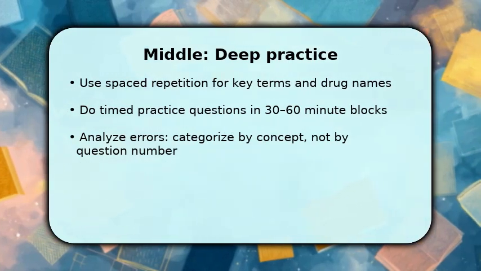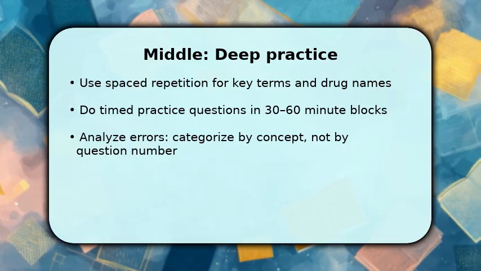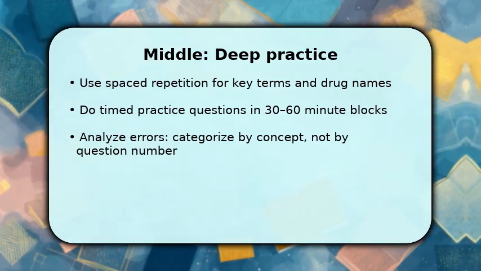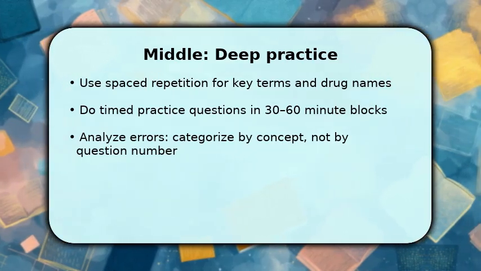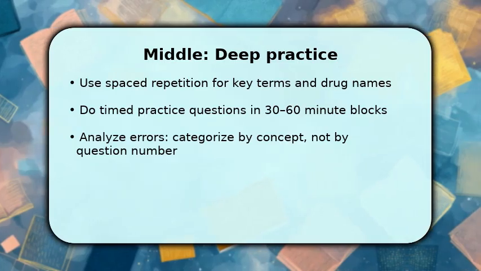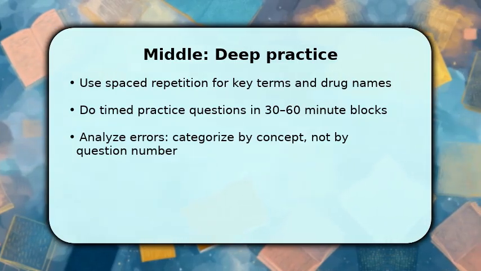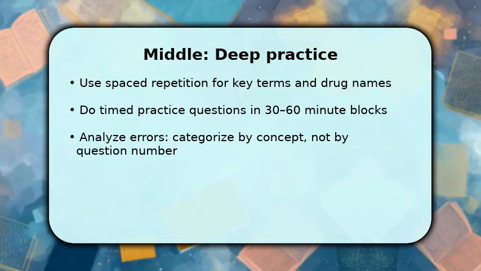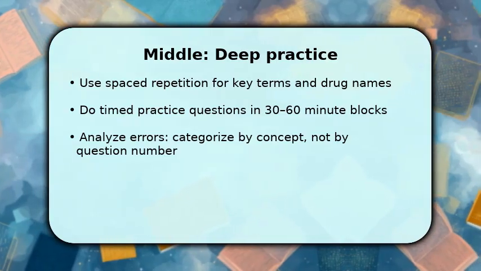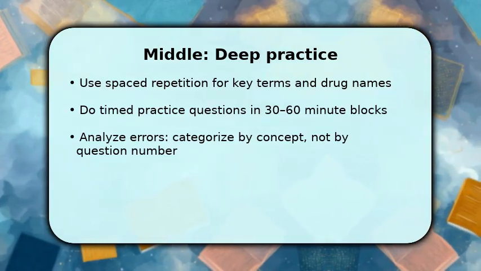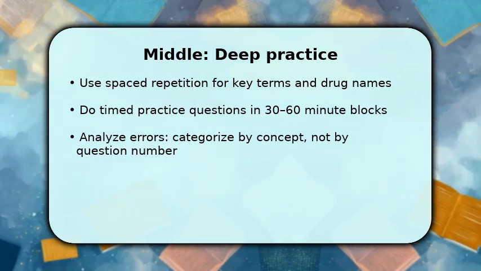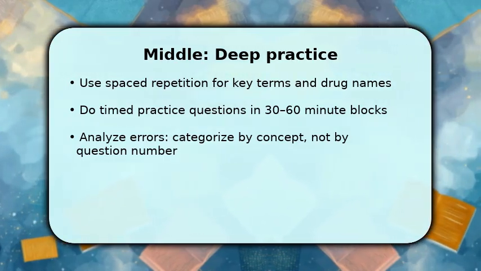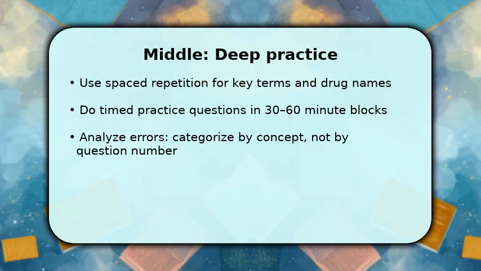Use spaced repetition for terminology and drug classes because repetition builds recall and reduces test anxiety. Once done, run timed question sets in 30 to 60-minute blocks to train stamina and pacing. Simulate exam conditions occasionally. After each set, analyze errors thoroughly, categorize mistakes by concept, not by question, so you target underlying misunderstandings. Make sure to mix content areas each day to reinforce connections.